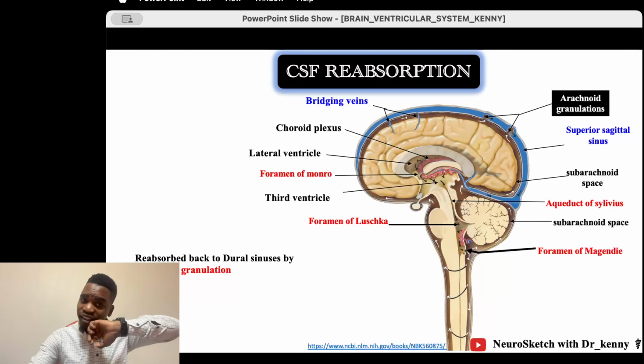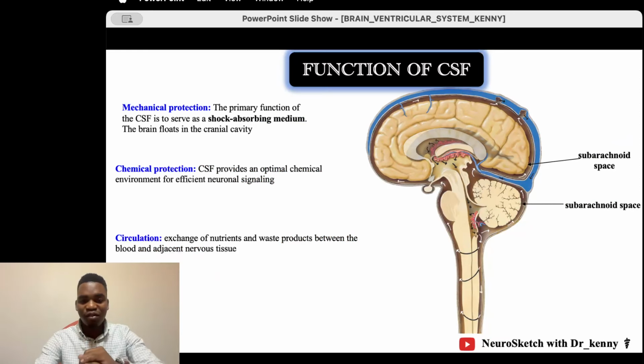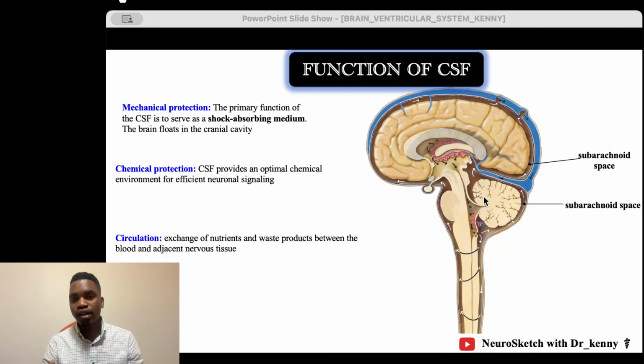So is there a function of this cerebrospinal fluid? Yes, of course. Among the very important things that it does, it is another layer of protection of the brain. So the brain is being protected by several layers. We discussed them separately, but one level of protection is the use of the cerebrospinal fluid. So it gives mechanical protection.